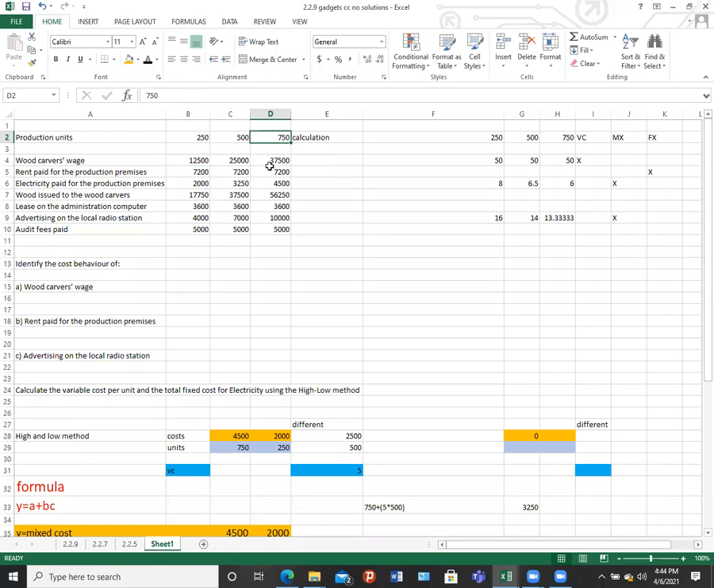Yes, sir. For rent, guys, we paid rent. Rent is a fixed cost. Our rent, guys, is a fixed cost. Here is our rent. Let me highlight it using a different color.